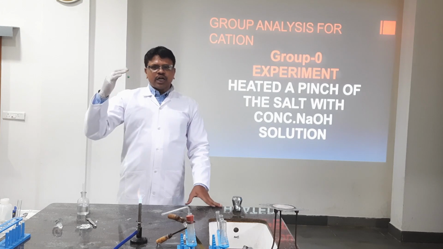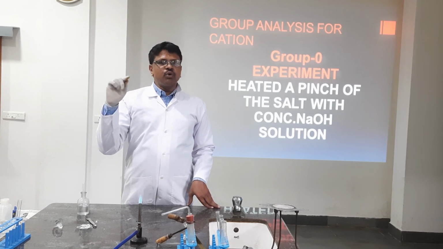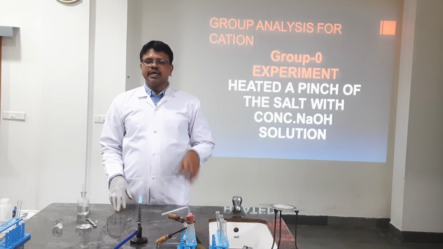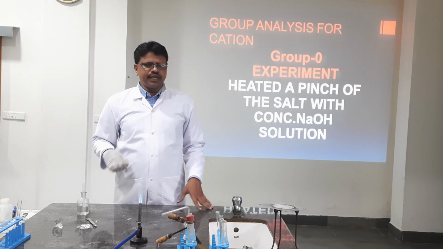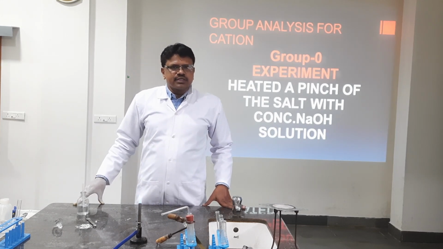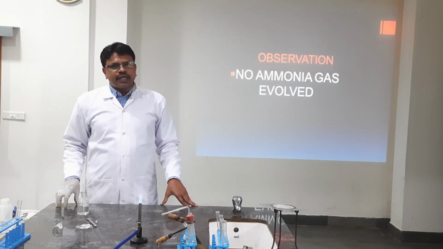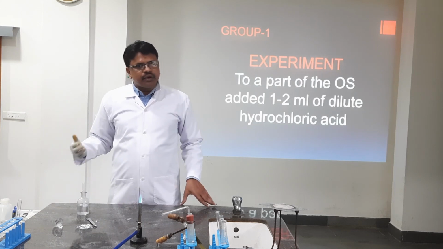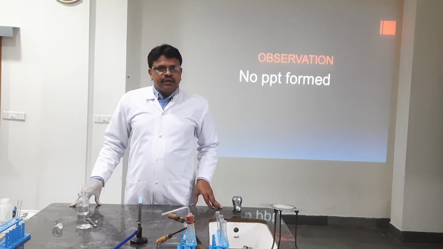So here, what are those groups? Zero group. In zero group, the ammonium ion is going to be identified by adding a reagent. In each group I said one reagent is there. In zero group, there is concentrated sodium hydroxide solution. Like that, first group, hydrochloric acid. In first group, lead ion is going to be identified. Second group, copper ion. Third group, aluminum or iron.